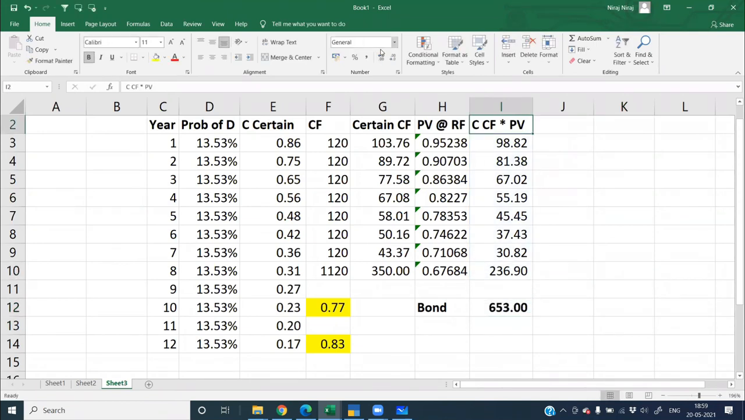Can we use goal seek in the examination? Yes sir, if you are using Excel or if you are using Open Office, you can use goal seek.